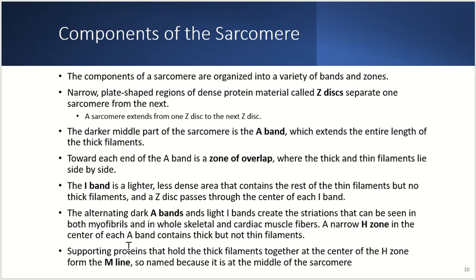A narrow H zone in the center of each A band contains thick filaments but not thin filaments. Then supporting proteins hold the thick filaments together at the center of the H zone, and these form the M line.